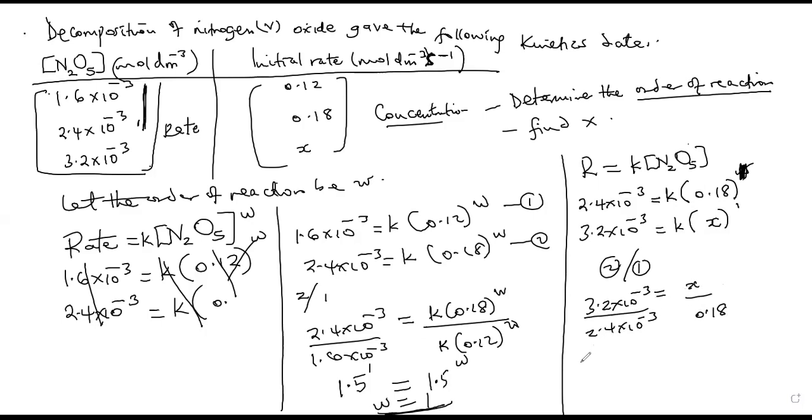You will cross multiply so that you have your value of x as 0.18 times 3.2 exponent negative 3 out of 2.4 exponent negative 3. So you're going to get your value of x as, let me put on the calculator, 0.24. You get your 0.24. Indeed, the moment you see a value outside what you expect, if you get like 100, just know there is a problem. So that is how we can do it.